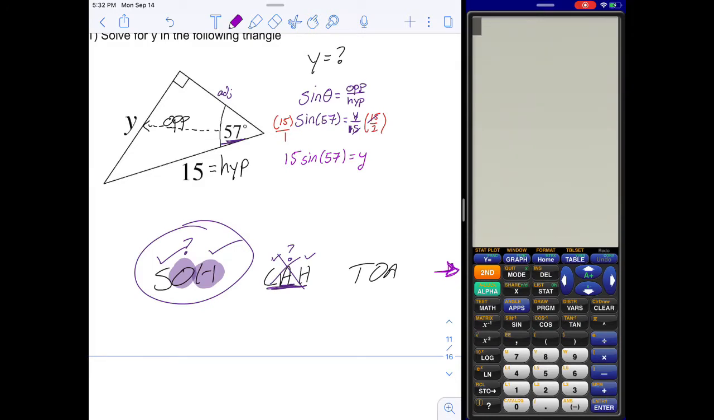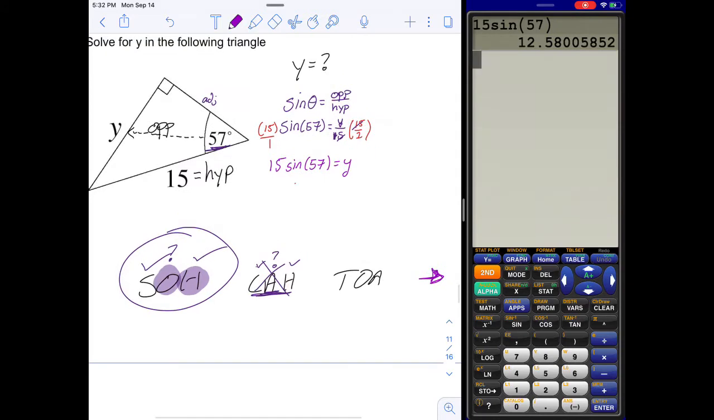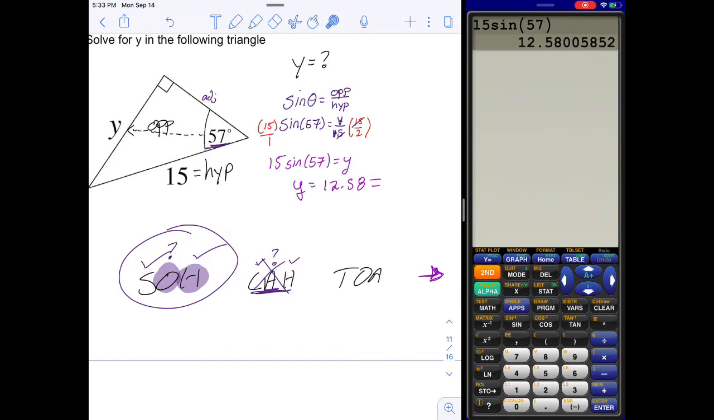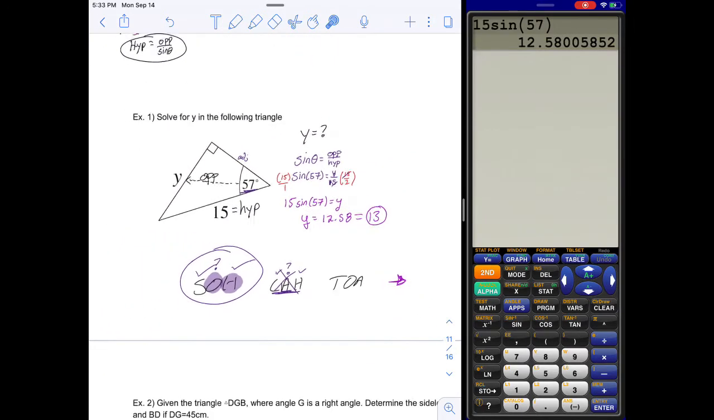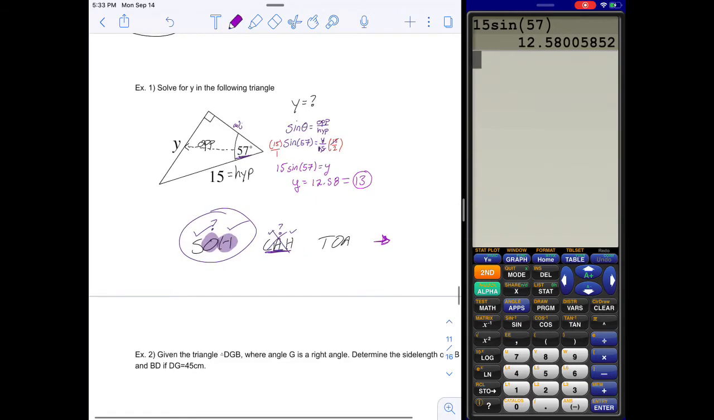Now, I need to do 15, and I'm just doing normal sine because what I'm putting inside there is the angle. And that gives me y equaling, and I'm going to round it to the nearest unit. So this will be 12.58. And I'm rounding it to the nearest unit, so that means no decimal place. So that gives me 13, because the number beside 12 is 5 or greater, which is going to round this up to 13. So y equals 13.